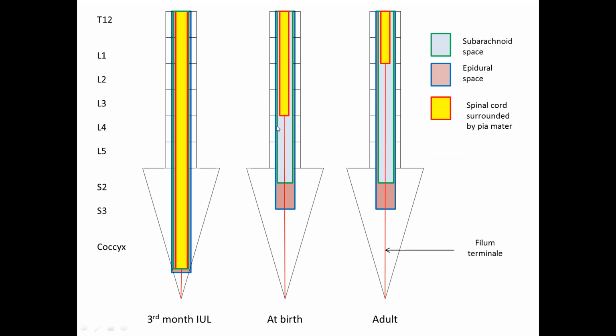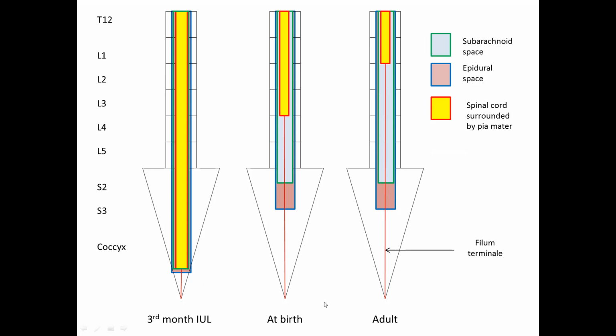So at birth, you have the spinal cord at L3 level, and this is about S2 and S3 levels. All right, so the subarachnoid space goes up to there, all this space. So below L3, you have the subarachnoid space, and here the epidural space extends up to about S3. This is the same in adults, S3 and S2, but the spinal cord is at L1 level. And then you can see the filum terminale extending down onto the coccyx.